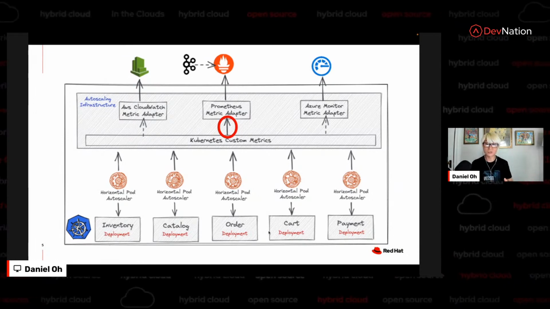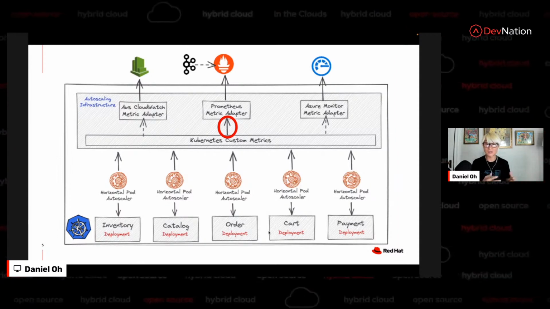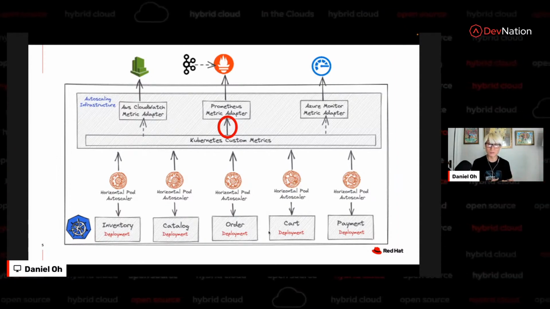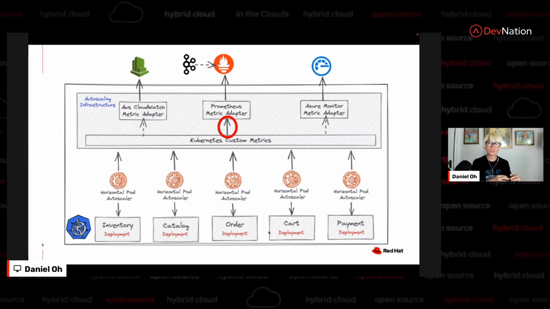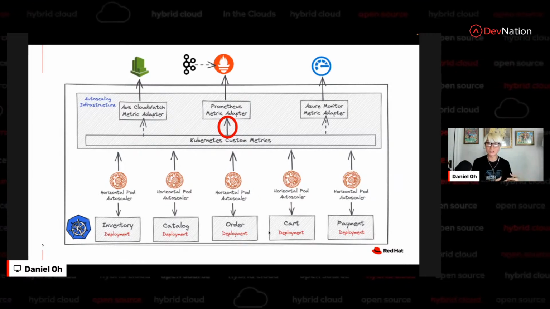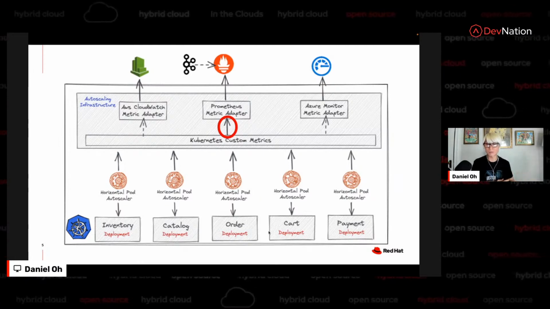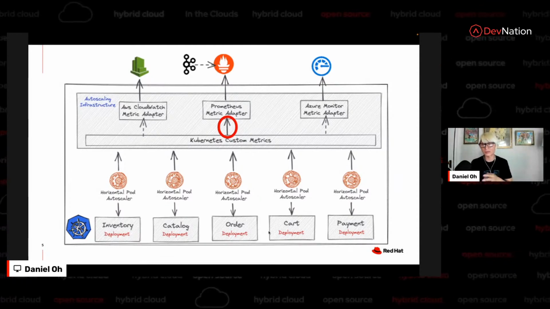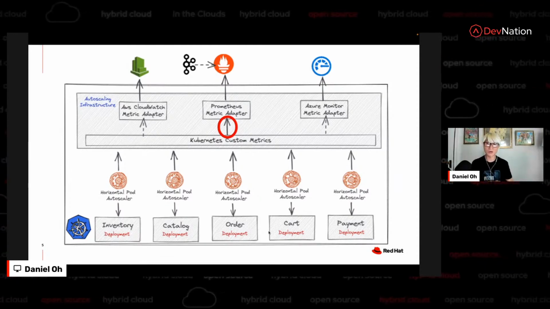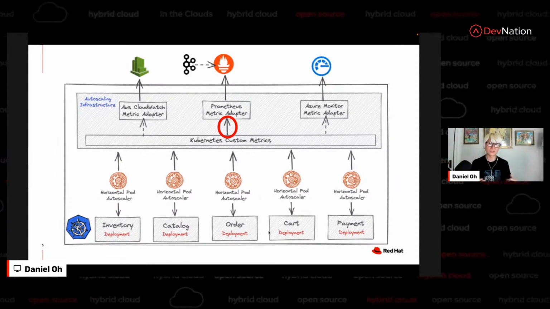In that case, you can auto-scale the other application parts, for example order or cart, related to the Prometheus metric adapter, which consumes the event messaging from the Kafka server. But you cannot auto-scale inventory because you cannot enable the Amazon CloudWatch metric adapter at the same time.